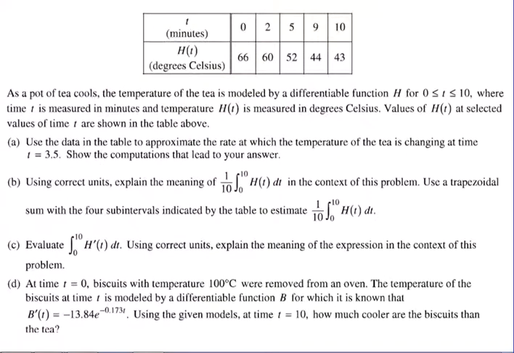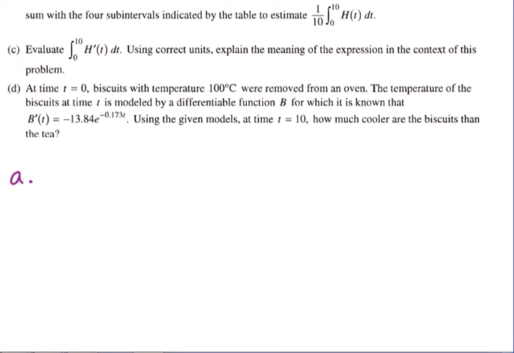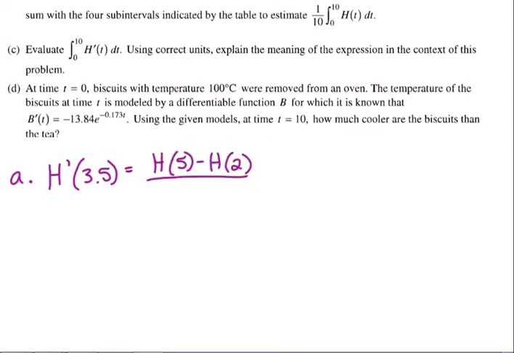So at 3.5, our only choice here is 2 and 5, which is directly in the middle of 5 and 2. We're just not used to it being a decimal, right? So this can be approximated by h of 5 minus h of 2 over 5 minus 2, which is 52 minus 60 over 3.